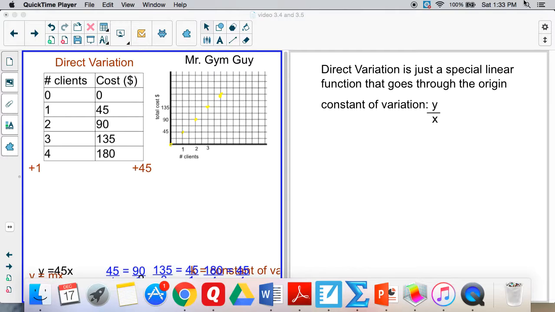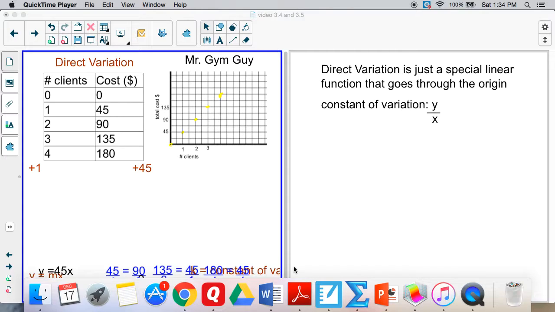Okay, so I'm going to use an example of Mr. Gym Guy. And Mr. Gym Guy is a personal trainer extraordinaire. So for one client, he charges $45 for a half hour, and two clients, $90, and so on. And I've organized this data in a table for us, and we're going to look at this data and see why the cost varies directly with the number of clients.